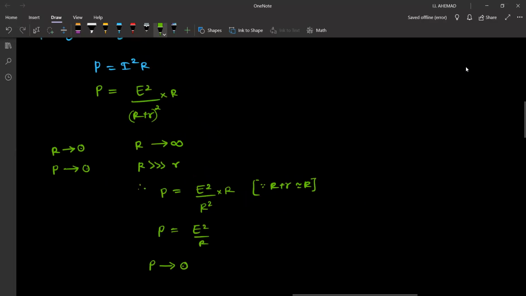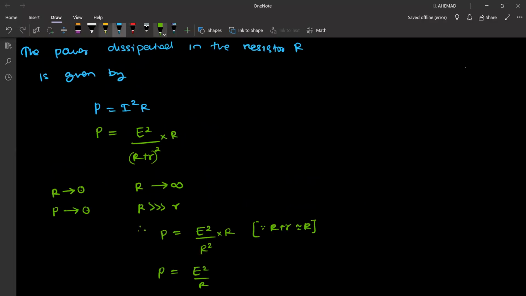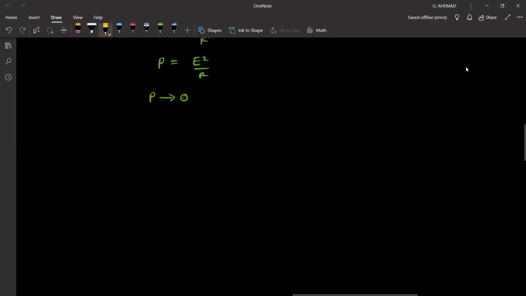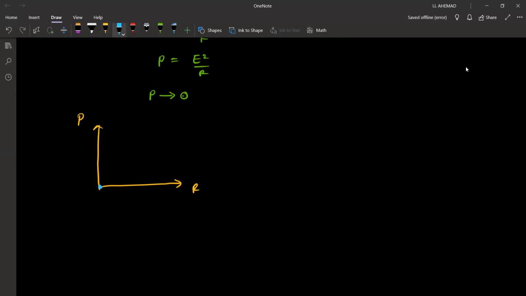Now, if you check, when R is equal to 0, P is 0. When R is going to infinity, P is also going to 0. So somewhere in between, we should have a maximum, right? Starting from 0 and going to 0 means there should be some turning point where it's maximum.